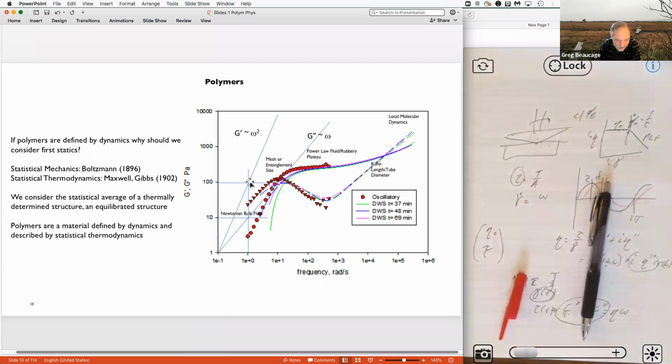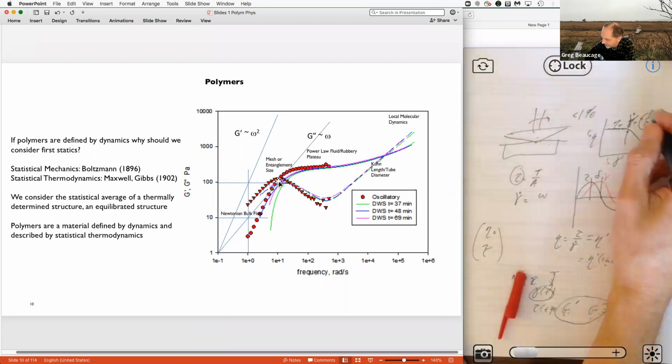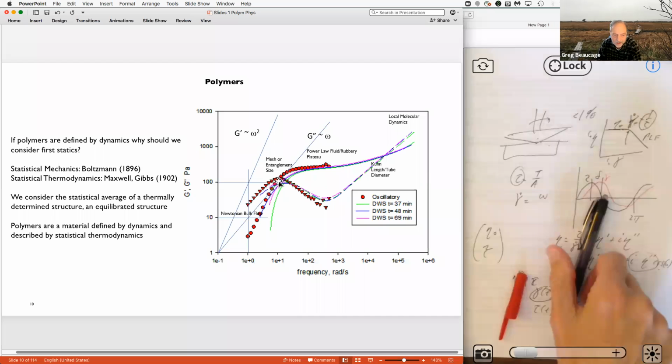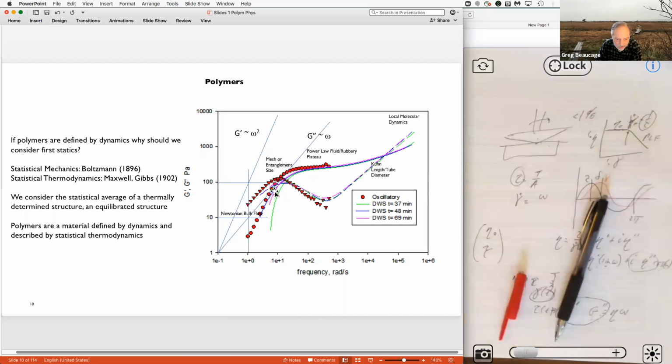And because you're in a fluid regime where it's flowing, the loss part is larger than the storage part. So it's viscoelastic, but it's flowing, right? When these two cross, that means you've reached this relaxation time, tau, and then the entanglements can't relax. So they cross because of the steeper slope for the storage than for the loss. So they cross there, and it becomes a solid elastic. And you get a plateau modulus.